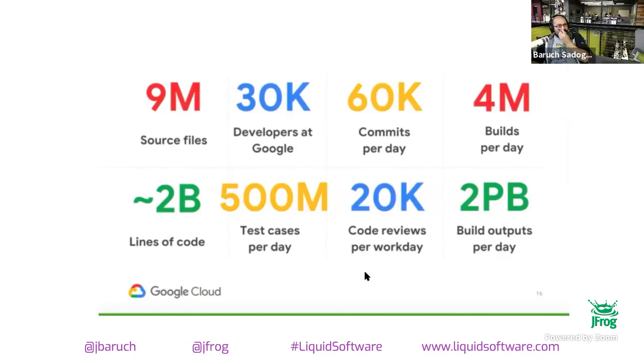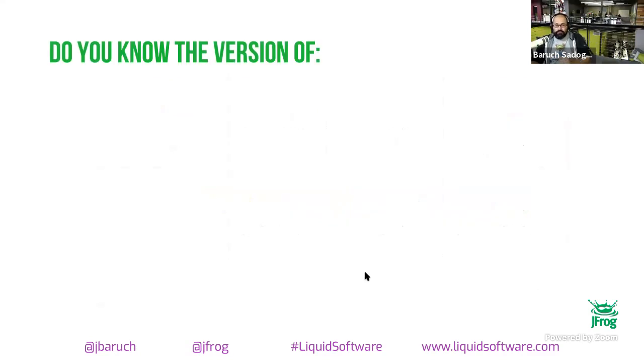That's a slide from the swampUP JFrog user conference last year, from the Google keynote, and you can see here that they run 4 million builds per day, and they actually produce 2 petabytes of build outputs per day. And obviously those outputs go to production systems, and Google production systems are updated hundreds, if not thousands, of times a day. This is Liquid software.